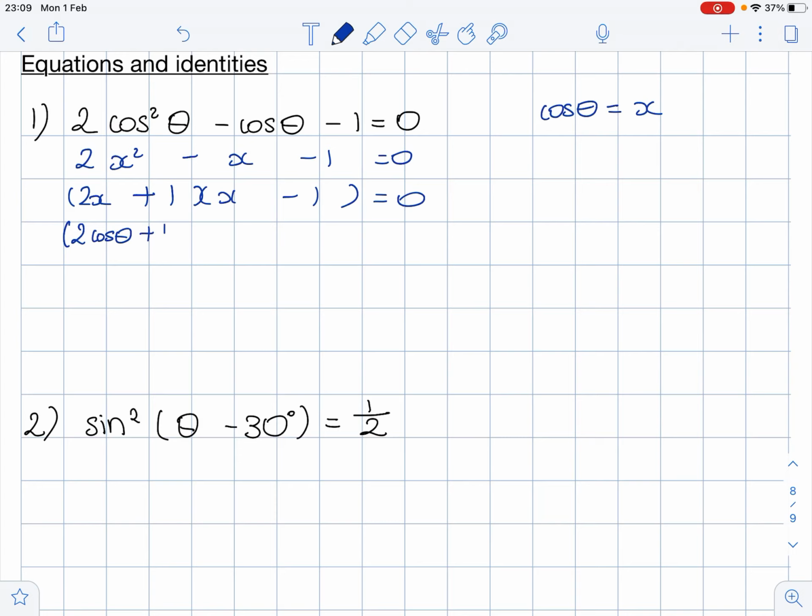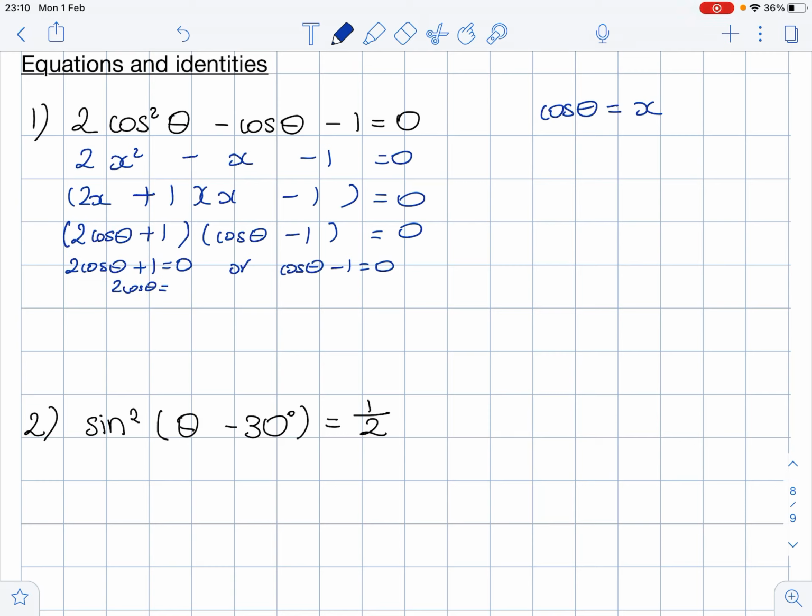So I have 2 cos theta plus 1, cos theta minus 1 equals 0. So just like how you'd solve a quadratic equation, you set each bracket to 0. So my first values are 2 cos theta plus 1 equals 0, or cos theta minus 1 equals 0. So just solve your equation.